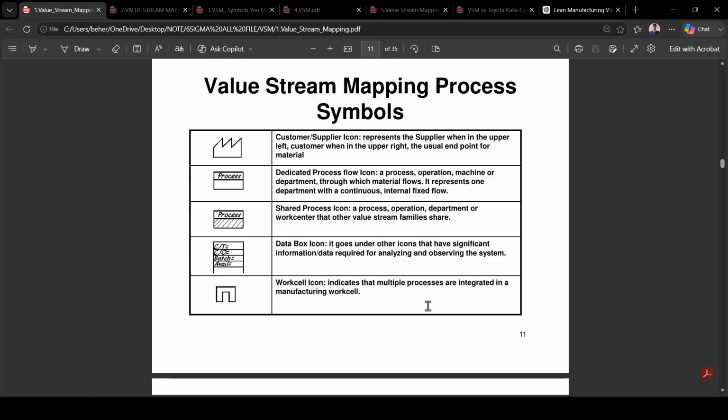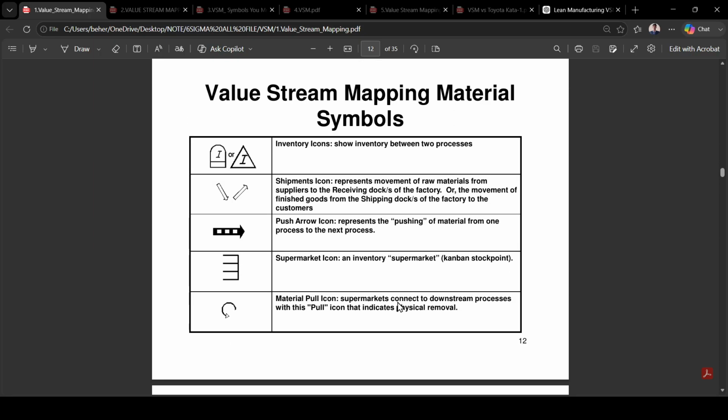Then the third one is the data box icon. It goes under other icons and has significant information or data required for analyzing and observing the system. The fourth one is the work cell icon. The work cell icon indicates that multiple processes are integrated in a manufacturing work cell. Then the value stream mapping material symbols. The first is the inventory icon, which sits between two processes.